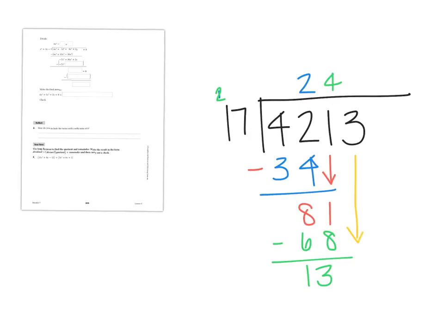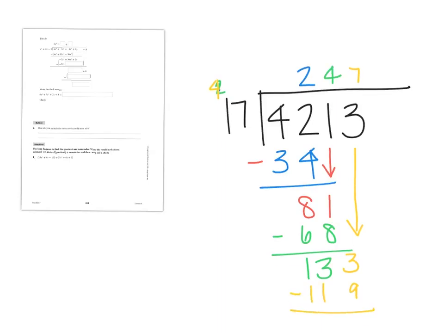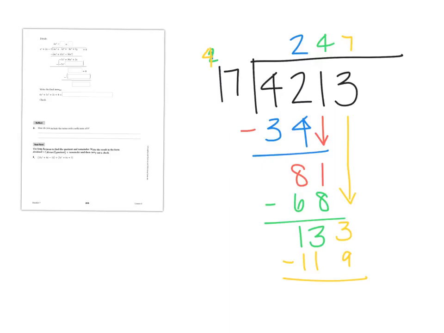What do I do from here? Bring down the 3. And then 17 goes into 133 how many times? A lot. That's a good answer. I think it's 7 times. 7 times 7 is 49, so 9 carry the 4. 7 times 1 is 7, plus 4 is 11. And what's 133 minus 119? 14.